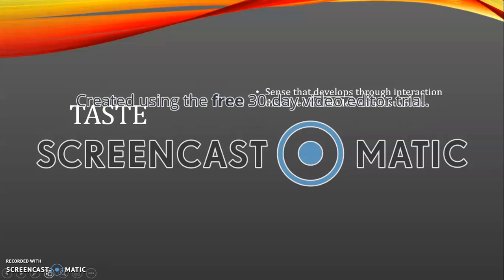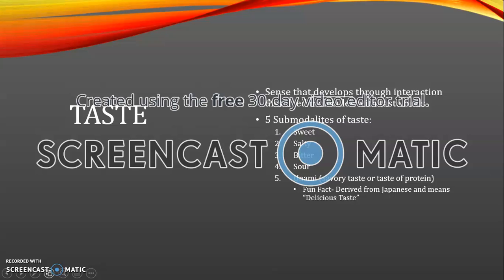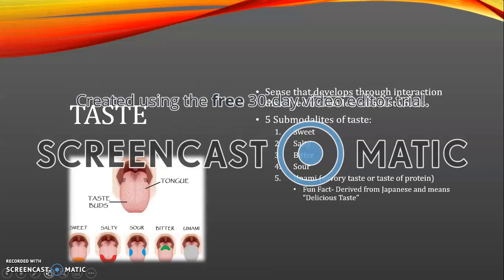Now, taste is the sense and perception that develops through interactions of dissolved molecules with taste buds. Now, taste isn't one conglomerate. There are actually 5 modalities of taste. They are sweet, salty, bitter, sour, and umami. Now, umami was actually recently discovered in the late 80s. It's more of a savory taste. It's a taste of protein. Now, a fun fact about that is that it was actually derived from Japanese, and it means delicious taste.